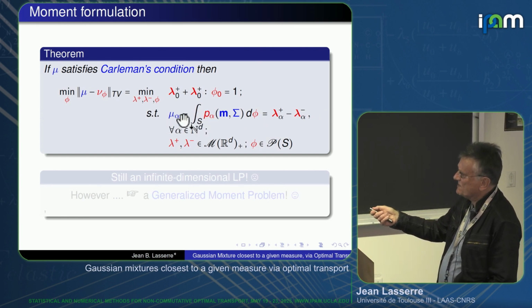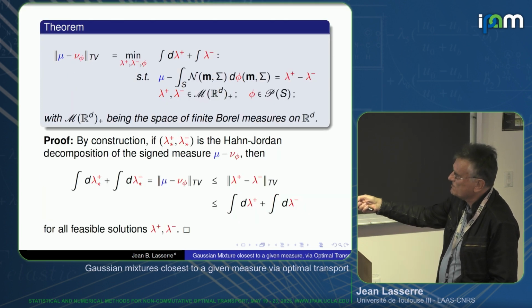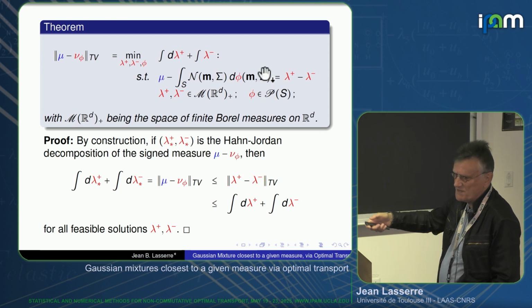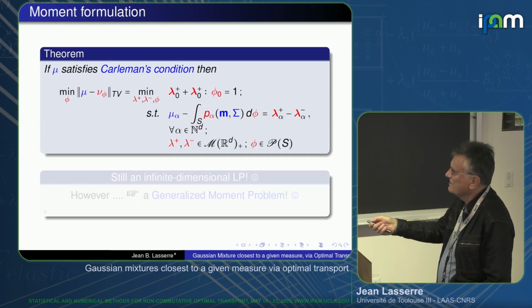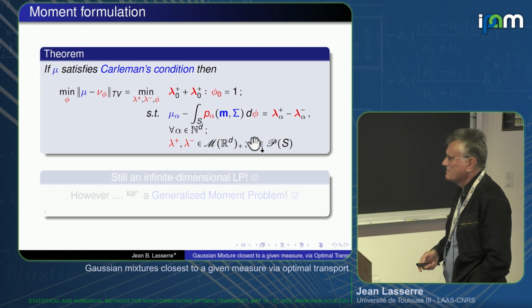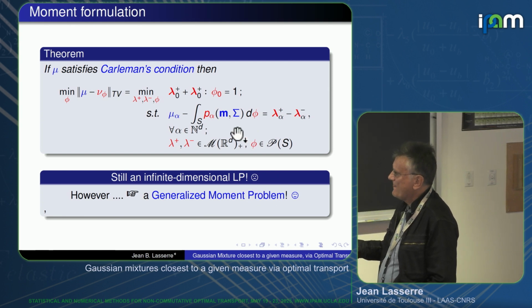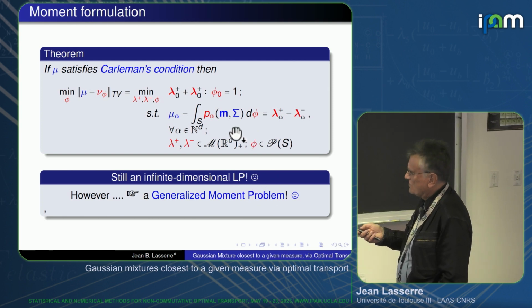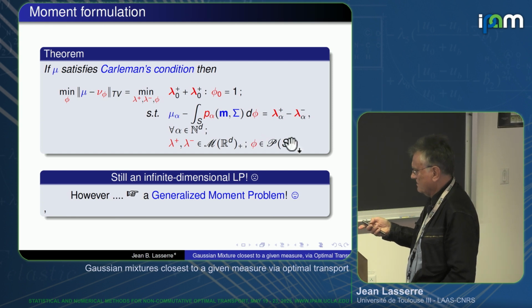So remember, this is a constraint on measures. Say two measures should be the same, and you replace that by saying their moments should be the same. Because of the Carleman condition, you can do that, okay? So you say that those moments should be the same, and lambda plus, lambda minus should be positive now. And again, this is a generalized moment problem, okay? So this really has the optimal solution that you want, but you don't know how to solve it yet.